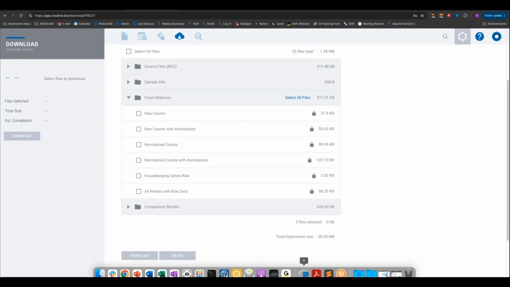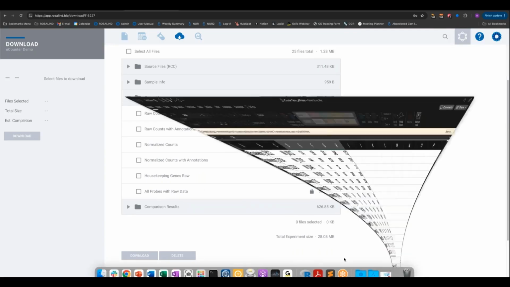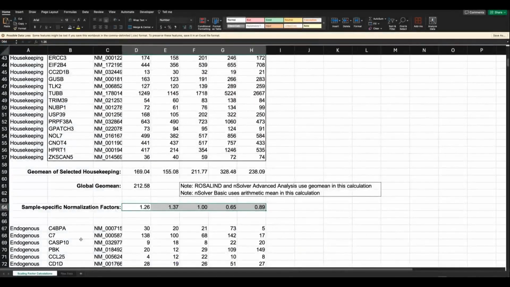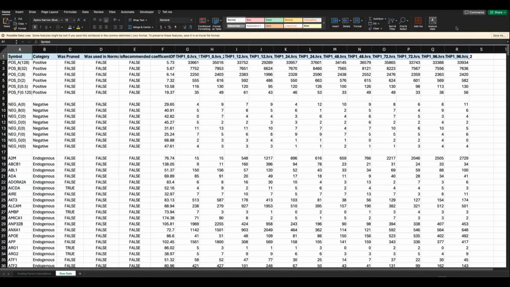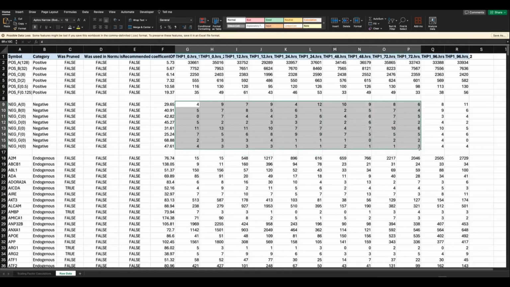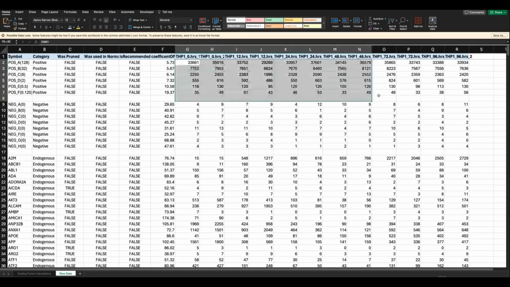Look into this file, and what you'll see is all of your raw data in a table like this. You see all of the raw counts for the positive controls, negative controls. You can easily spot, just quickly visually, are there any issues with the negative controls? These look very consistent. Are there issues with the positive controls?